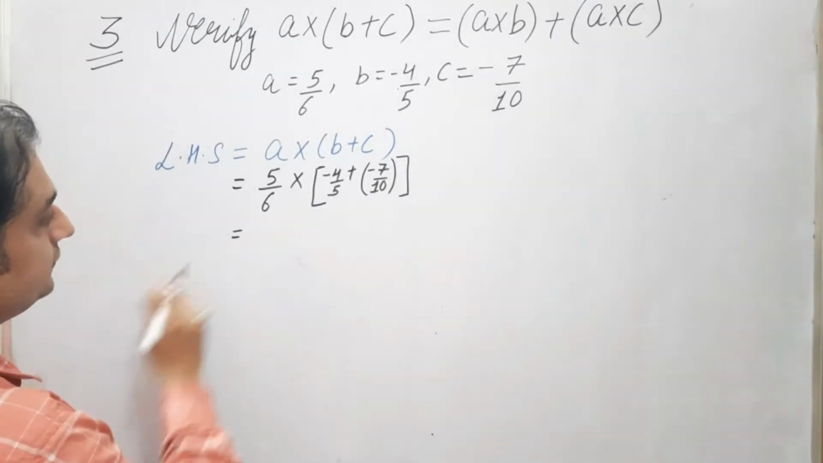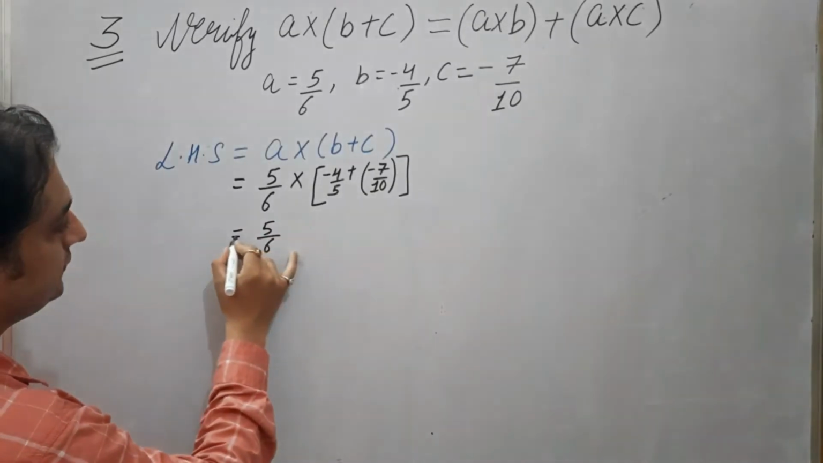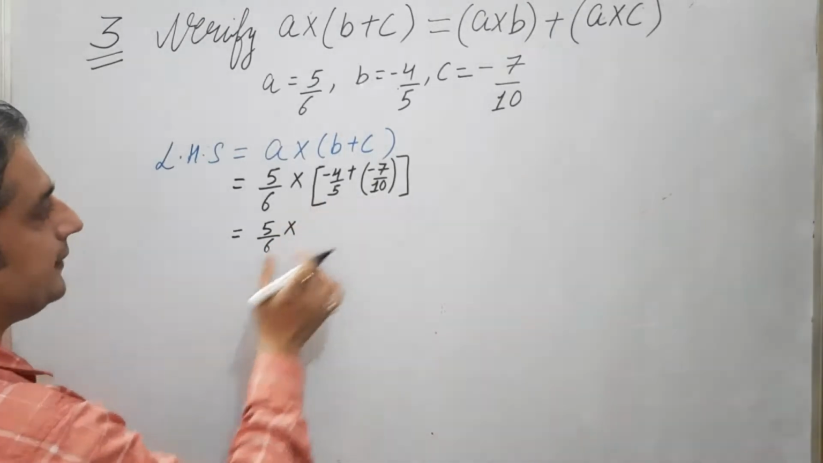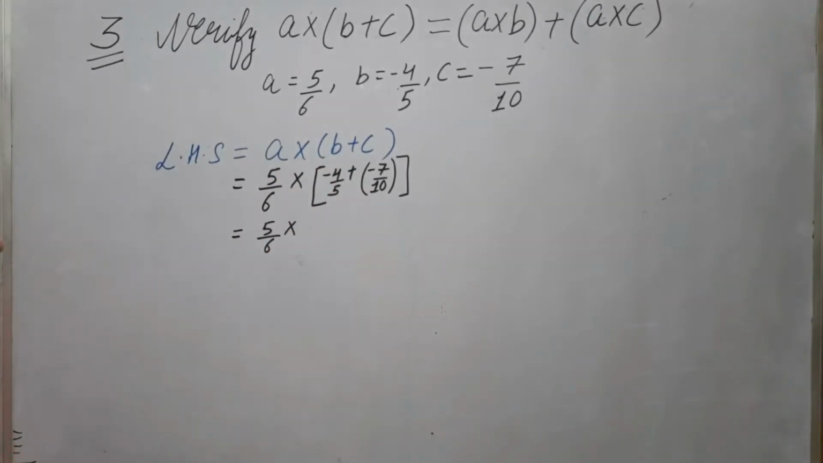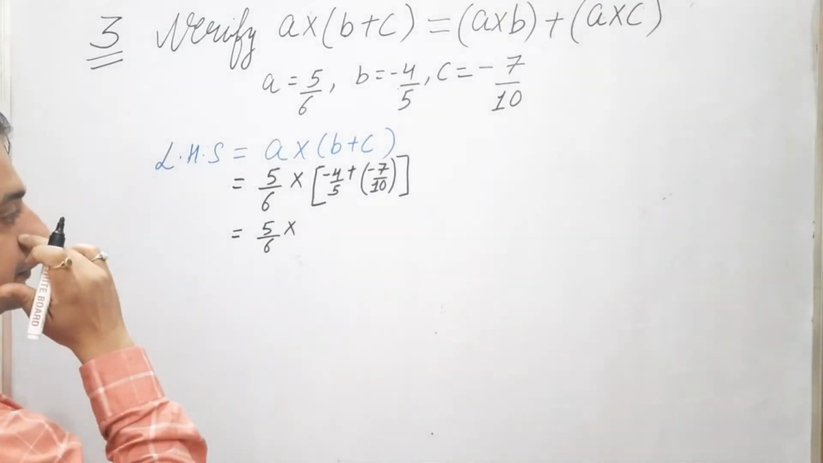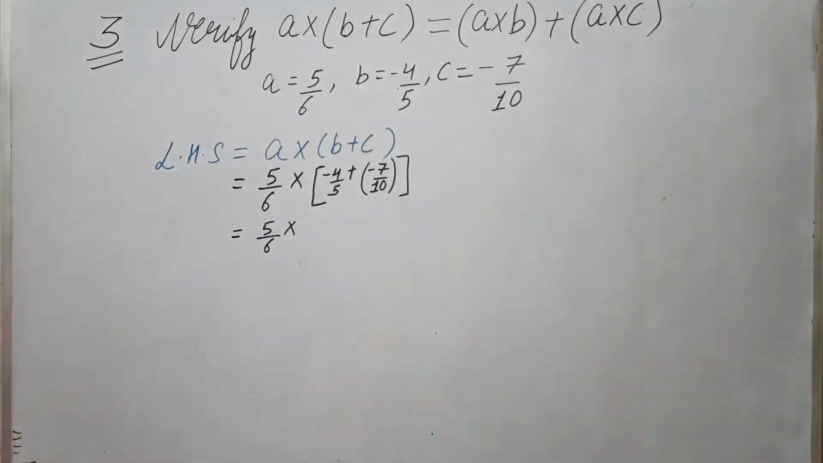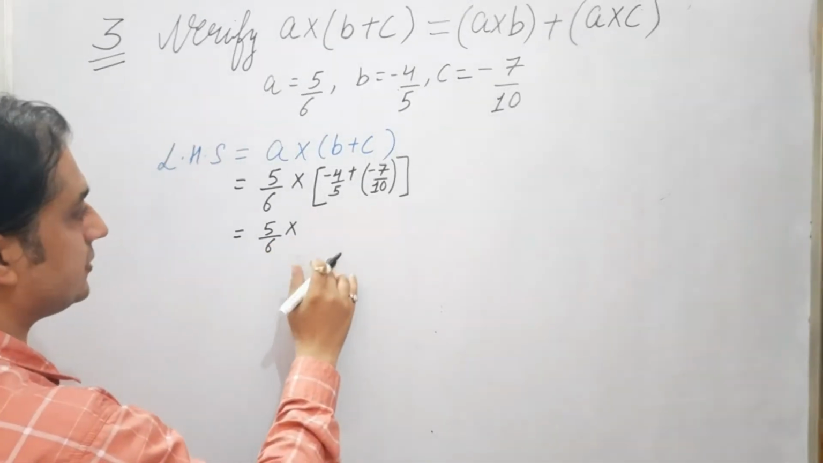And we solve. See, 5 upon 6 multiply here in the bracket B plus C, the sum of two rational numbers. The sum of two rational numbers is always a rational number. As in the case of addition, we have already discussed the properties in case of addition. The sum of two rational numbers is always a rational number.